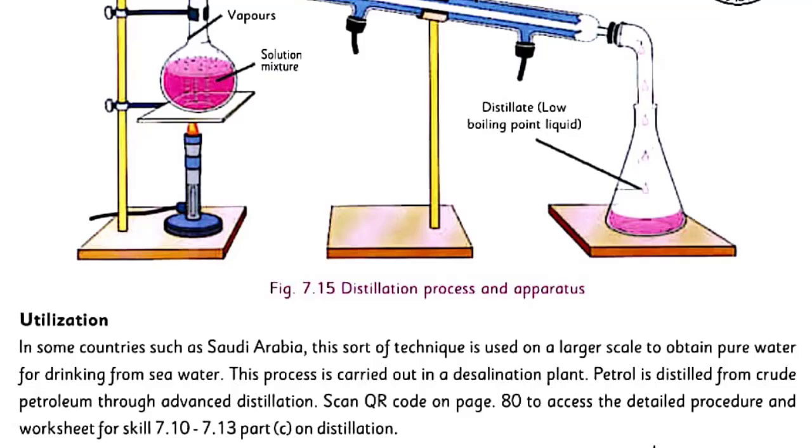Utilization. In some countries such as Saudi Arabia, this sort of technique is used on a larger scale to obtain pure water for drinking from seawater. This process is carried out in a desalination plant. Petrol is distilled from crude petroleum through advanced distillation.